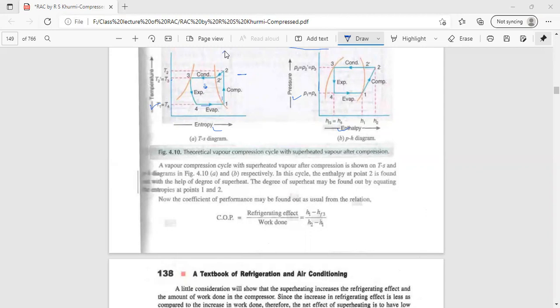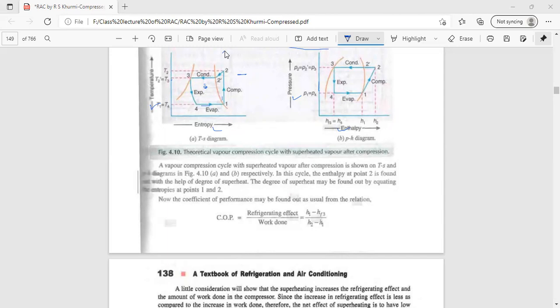The degree of superheat has been found out by equating the entropy at points 1 and 2. So what we find here is that point 1 is on the dry saturated vapor line. So here we have the entropy and enthalpy at the fully vapor stage. There is no dryness fraction here. There is no portion of it in the form of liquid. It is totally in the form of vapor itself.